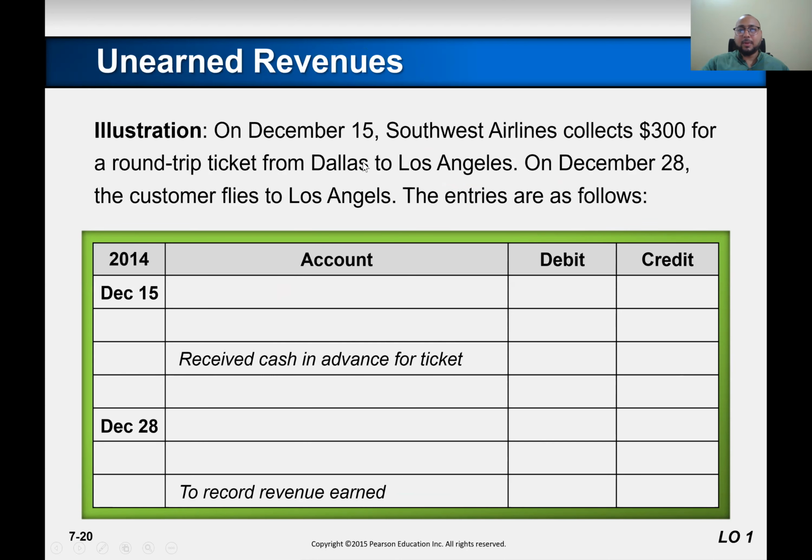So on December 15, Southwest Airlines collects $300 for a round trip ticket from Dallas to Los Angeles. It is a round trip. On December 28, the customer flies to Los Angeles. It means one side is complete, right? What would be the entry? First of all, the customer flew on the 28th one way and you received the money on the 15th of December. What would be the entry?